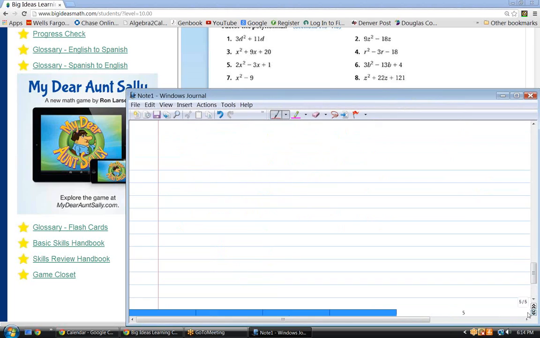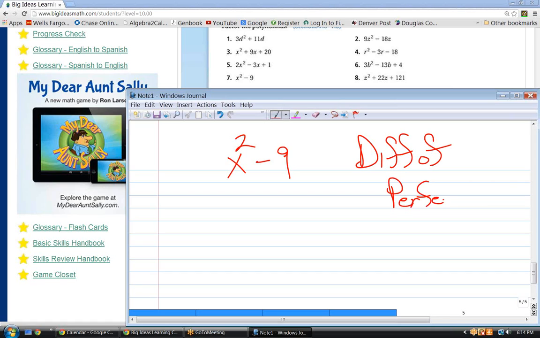All right. Little different. What's different about it is it doesn't have an x term. What's unique about it is that it has its own name. It's called difference of squares. Some people even call it the difference of perfect squares. And the reason is that's exactly what it is. It's the difference of two things that are perfect squares. X squared is a perfect square and 9 is a perfect square.